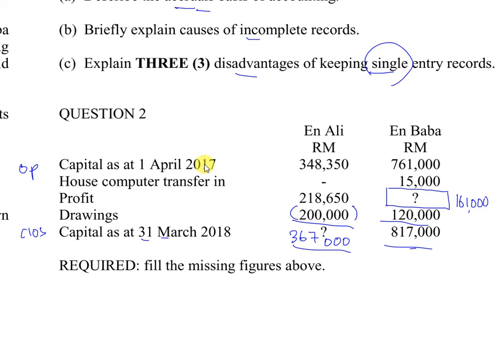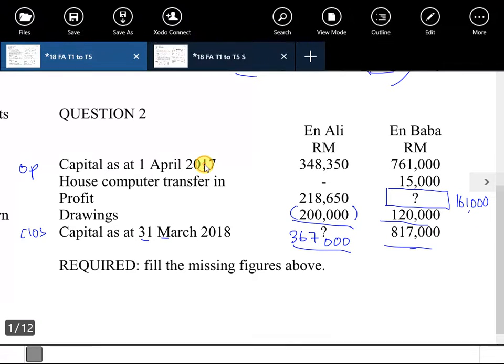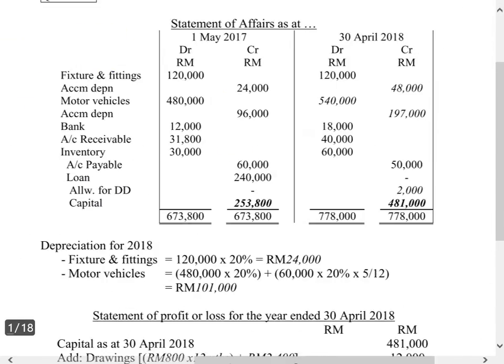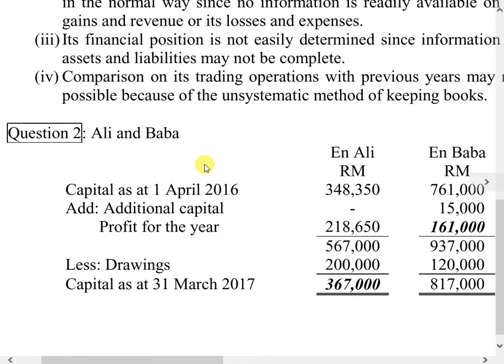3, 4, 5. 3 more. Very long, this one. 3 long questions. Okay, answer for question 2. Now. Question 3.